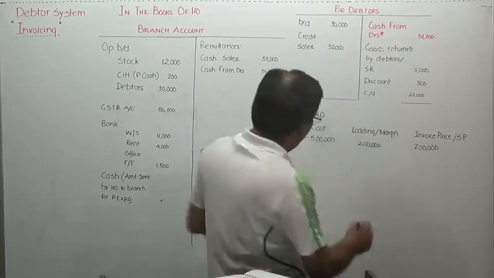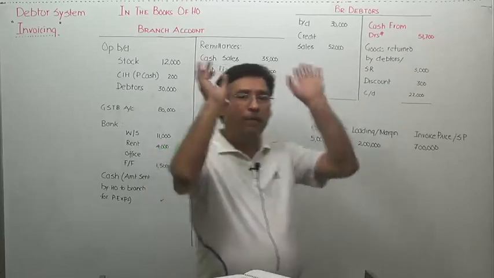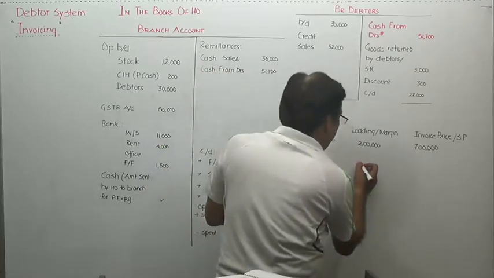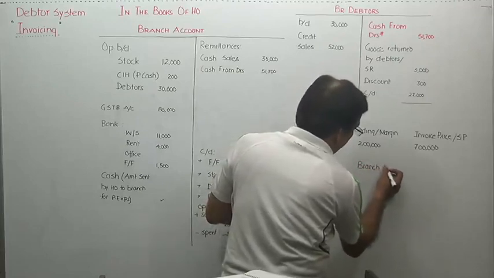Correct? Now, suppose all the goods have been sold by the branch manager. Correct? Now, how will the branch account be prepared in this case? In this case, the branch account will be prepared this way round.